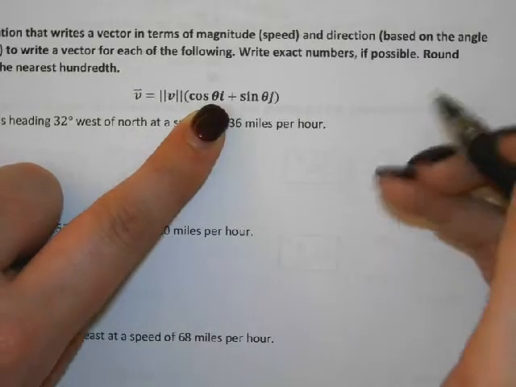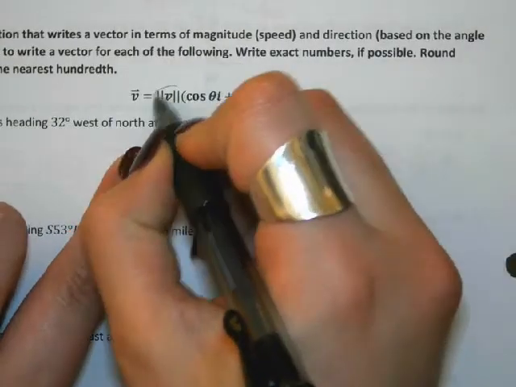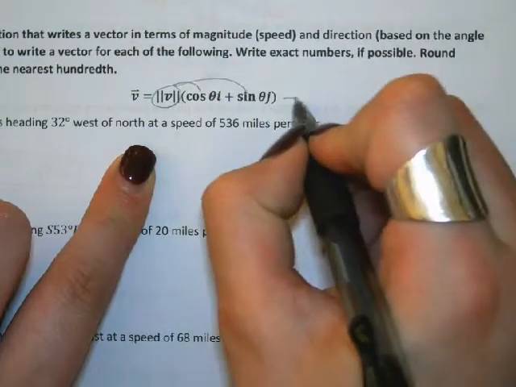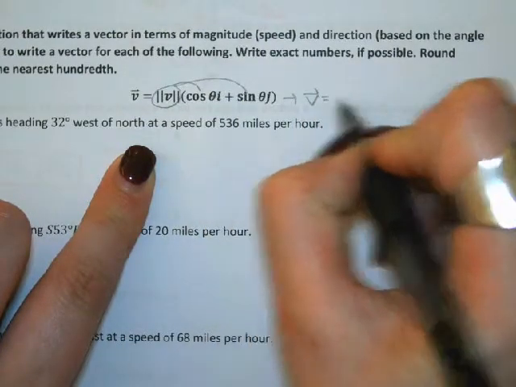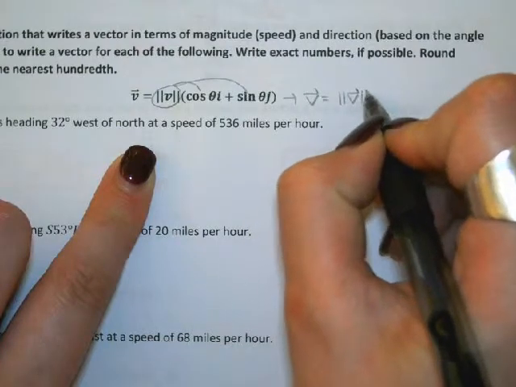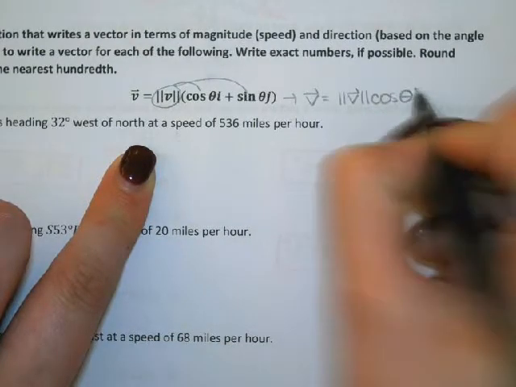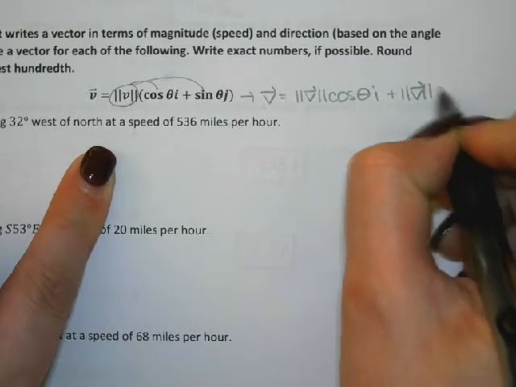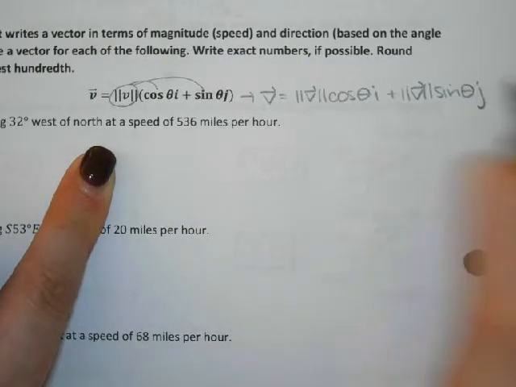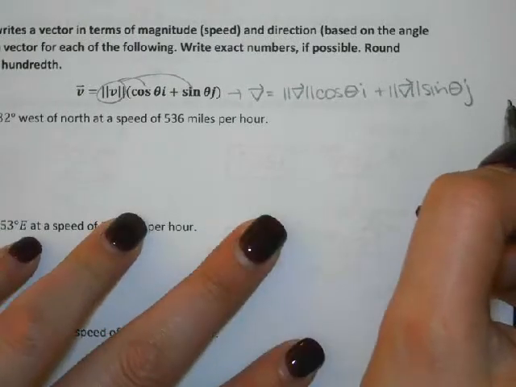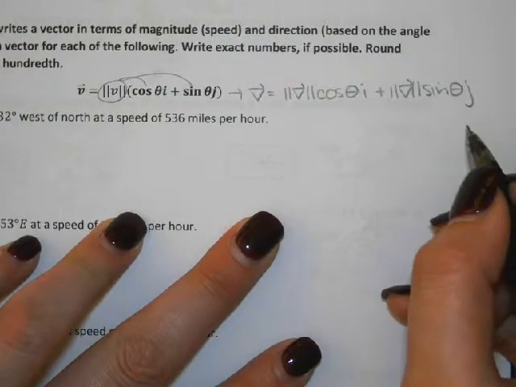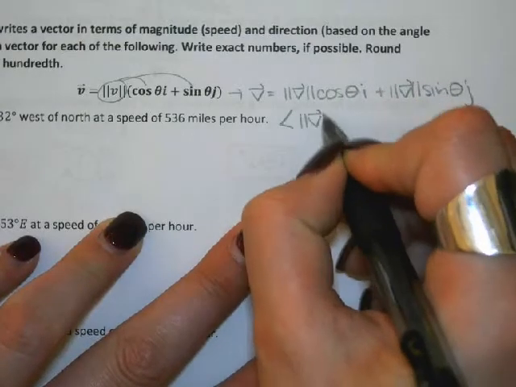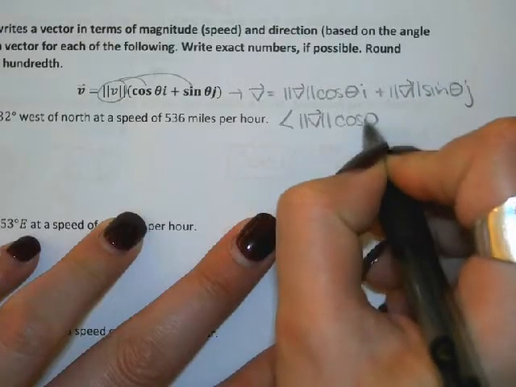So if you were to think about this simplified, that would be like taking the magnitude and multiplying it. So we would say the vector is the magnitude of v times cos theta i plus the magnitude of v times sine theta j. You don't have to do it with the i's and the j's if you don't like that form. You could do it in the component form if you want. It does not matter.